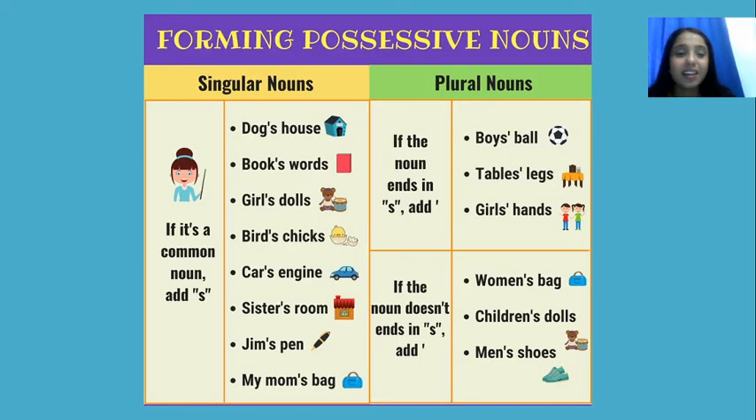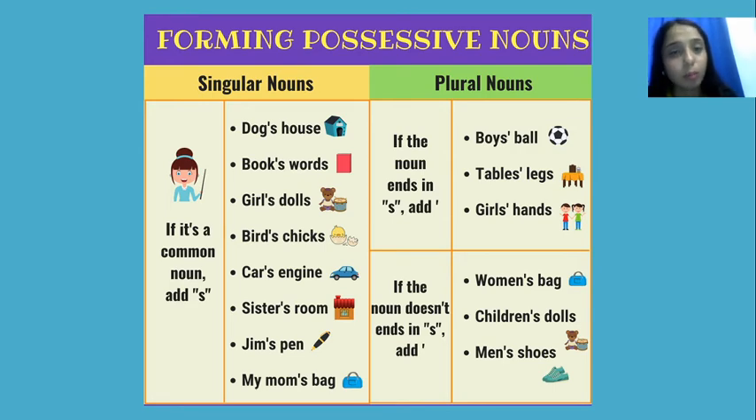This is how the possessive nouns are formed. For example, if it's a common noun, you just add the letter S. For example, a dog's house, bird's chicks, sister's room. But when the nouns are plural and regular, you don't need to add the letter S at the end because there is already an S. So the only thing that you have to do is to add an apostrophe.